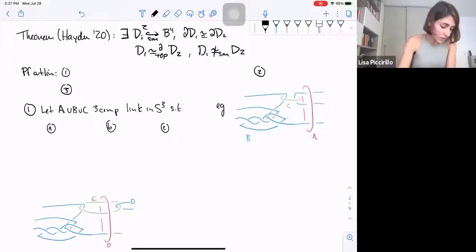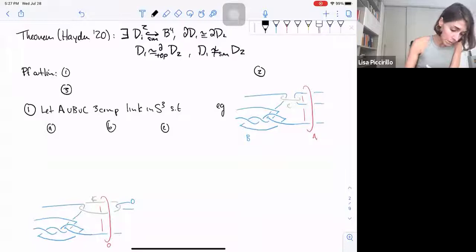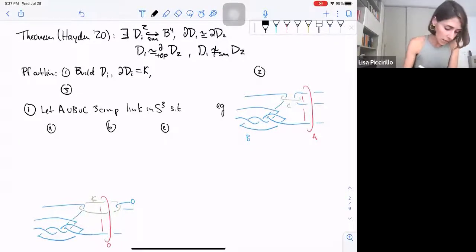So we're going to prove this using the same set of tools we've been developing this whole time. The proof will come in three parts. The first part's going to be build the stuff. So we're going to build our D_i. They're going to have a boundary, some knot K, which we'll meet later.